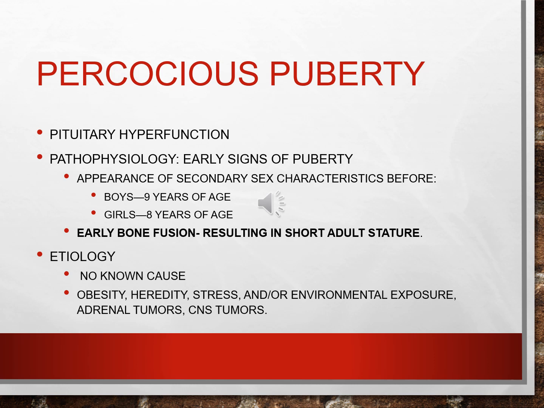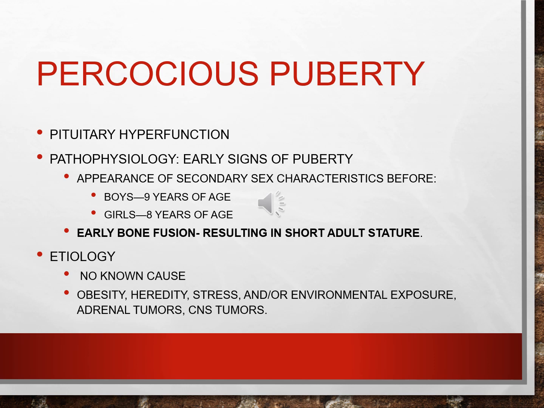We're going to talk about precocious puberty. This is when the pituitary is hyperfunctioning. Patients develop sexual characteristics before the usual age of the onset of puberty. Generally they'll start to get these secondary sex characteristics before they turn 9 in boys and before they turn 8 in girls.